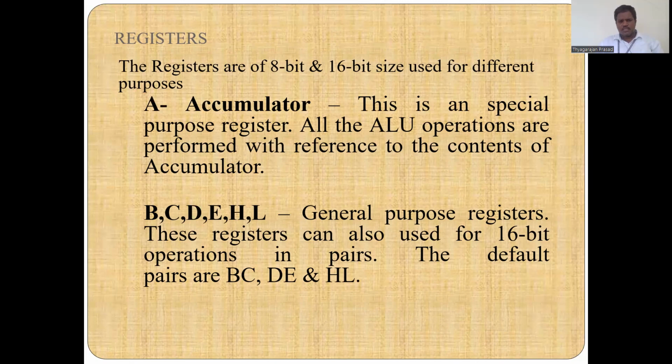B, C, D, E, H, and L are general-purpose registers. These registers can also be used as 16-bit operations in pairs. When we are using a pair, it consists of 16 bits. When we are using a single register, it consists of 8 bits. The default pairs are B-C, D-E, and H-L. If we take only B, it is an 8-bit register, an 8-bit register operation.